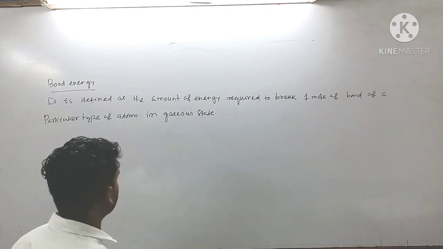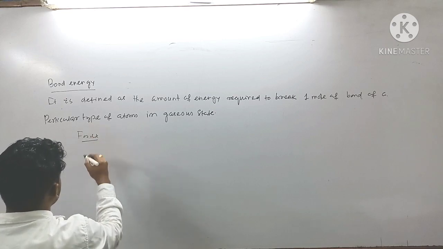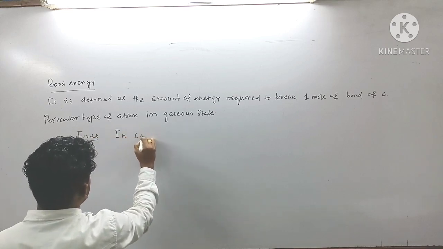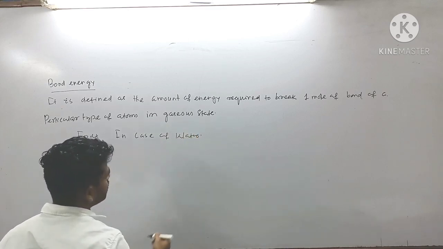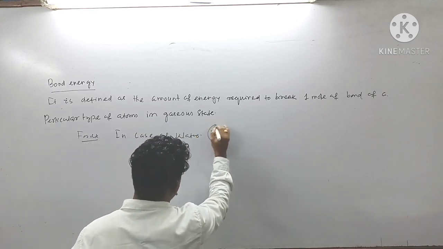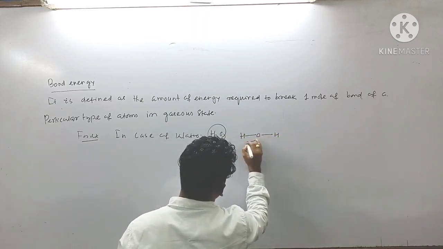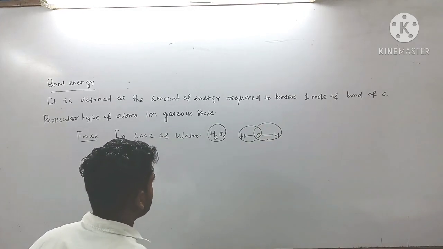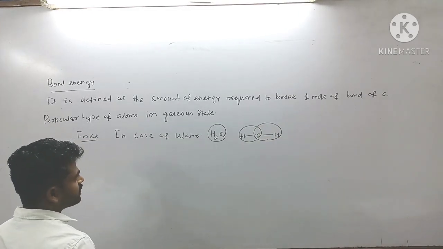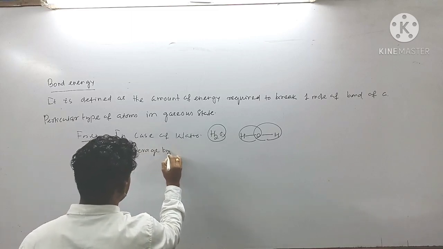That is called bond energy. For example, if I consider water, it is written as H2O. How many OH bonds are there? 2 OH bonds are there, this one and this one. So here you can consider average bond energy.